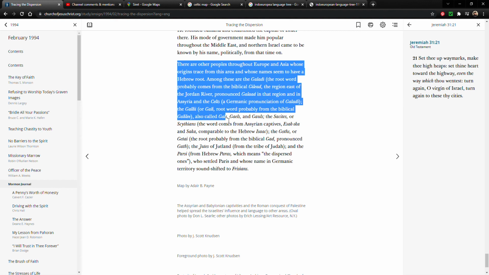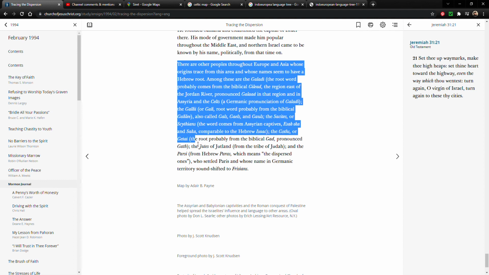Also called Gauls, Gales, the Sakites or Scythians. We've talked about the Scythians before. The word comes from the Assyrian captives Isaksa. Gosh, these names. Isaac, Ska, and Saka, comparable to the Hebrew Isaac. Yeah, gosh. The Goths, or the Gatai, the root probably from the biblical Gad, pronounced Gath.